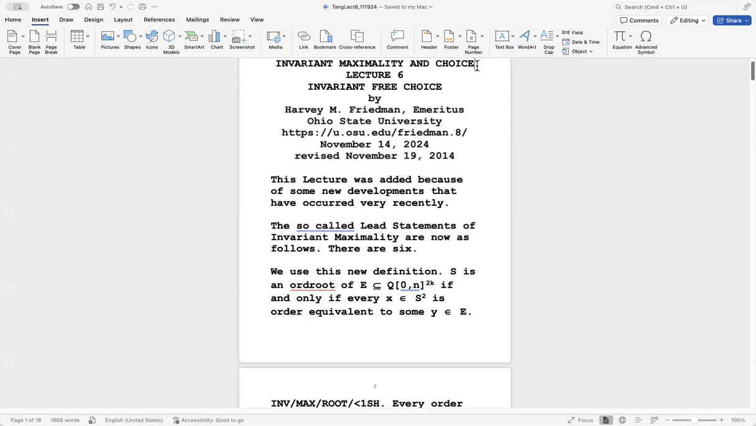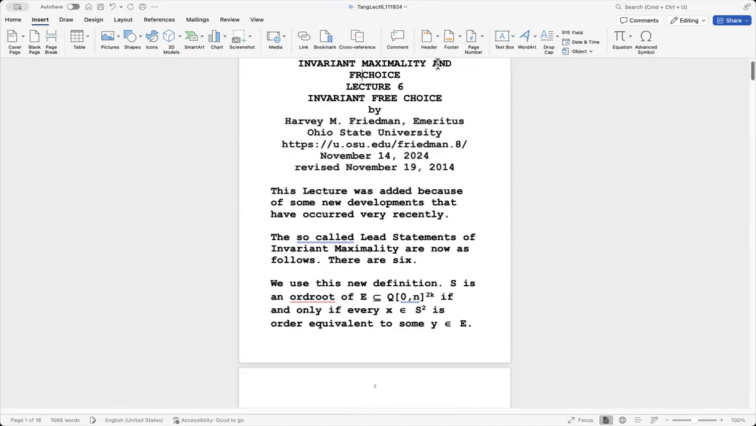Okay, so today we're going to talk about invariant... I do want to change the title slightly. It's not just choice, it's free choice. This is a different style of statement which has its advantages, and invariant maximality has its advantages also. It looks like a key step, it may be a key step towards further developments, but we're going to talk about this free choice.